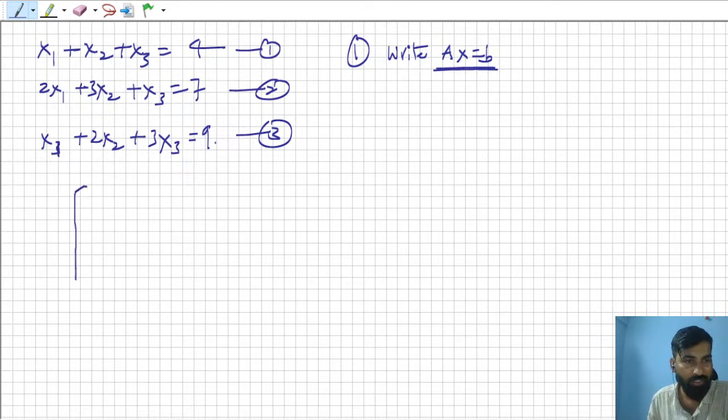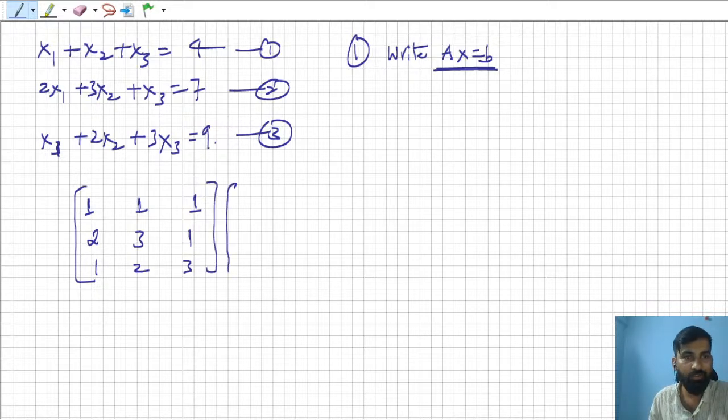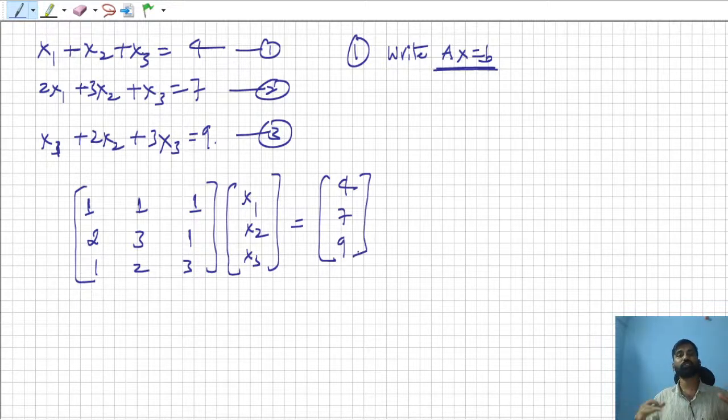So we can quickly write Ax equal to B. From where will we get the matrix? You can collect the coefficients here. x1 has coefficient 1, this has 1, and this has 1, right? This is 2, 3, 1, and 1, 2, 3. And here you write the column vector x1, x2, x3, and the right hand side, that is 4, 7, 9. I'm going to tell you the systematic procedure. This is the very first step which you have to write.